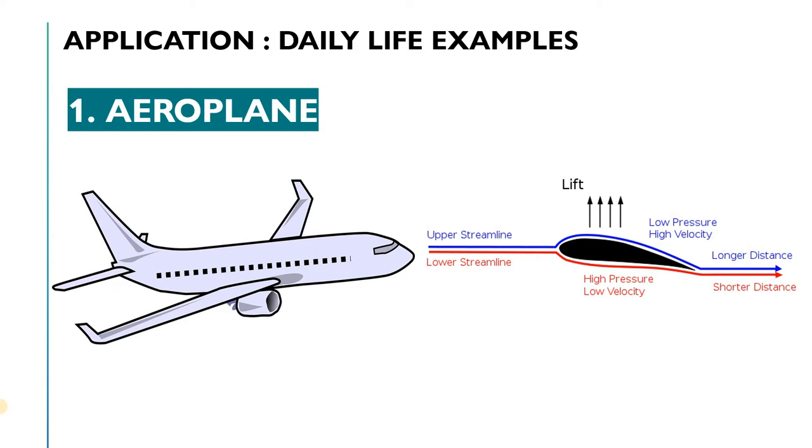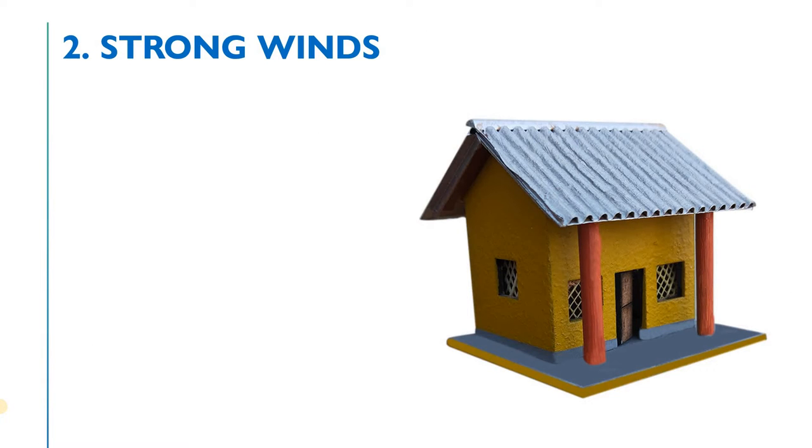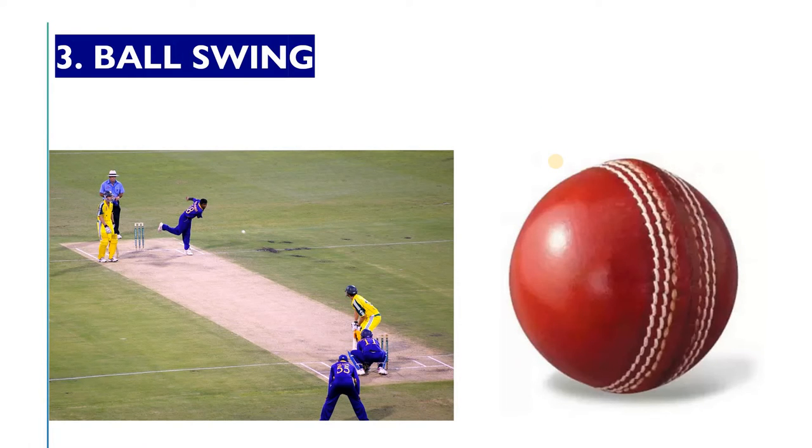We will discuss daily life examples, like how an airplane flies and what happens when strong winds come. What is the impact of strong winds on a hut? We will discuss what happens when strong winds come, and how the roof of a hut lifts up. We will also discuss how the ball swings in a cricket match.